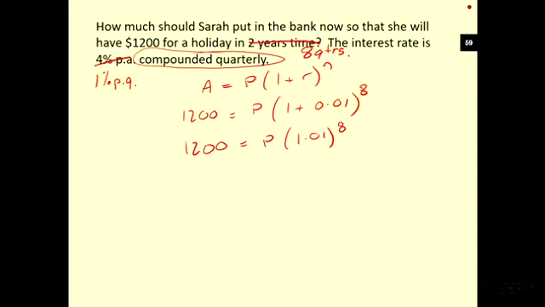How do I get to the P? It's being multiplied by 1.01 to the 8. Let's divide by 1.01 to the 8. I don't need to go to the calc yet, probably not pretty. But if I divide both sides by the entire thing I'm trying to get rid of, 1.01 to the 8, once it's done, I don't need to bracket it. There's nothing left to do in the brackets. You see, all I've done is divide by 1.01 to the 8. So 1,200 divided by 1.01 to the 8 gives me 1108.18.